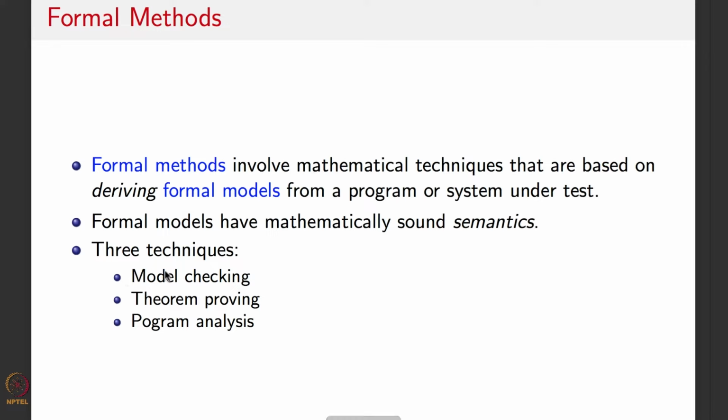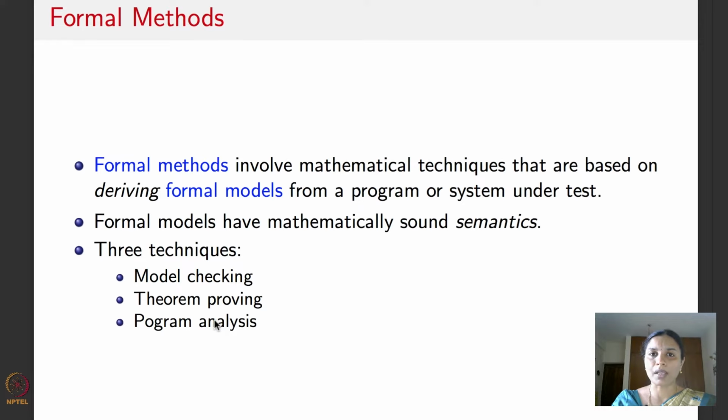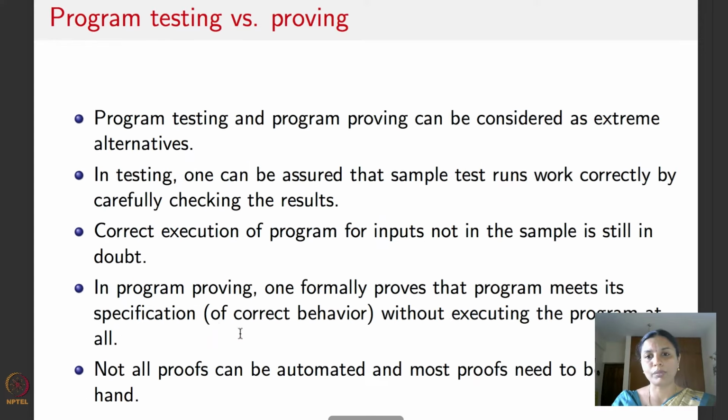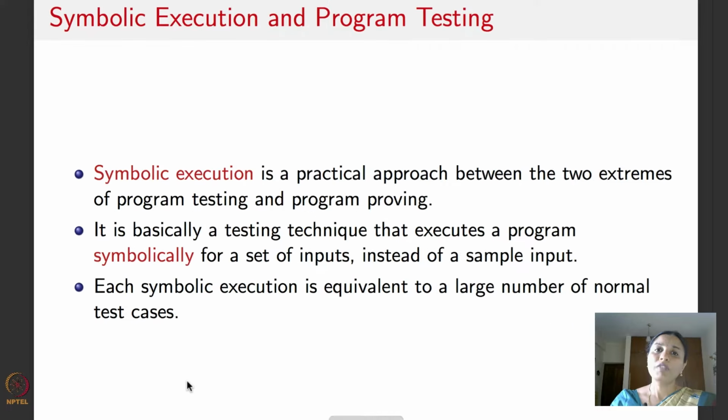Typically, model checking is where there is automation possible, but it's not scalable for all kinds of software. In theorem proving and in program analysis, full automation is never possible. Proofs are done by hand. What we are going to do is symbolic execution, as I told you.